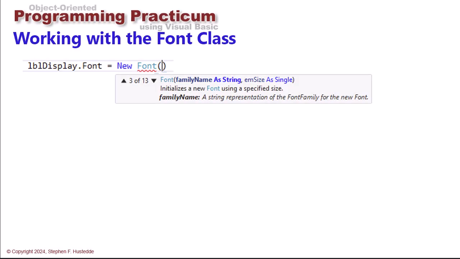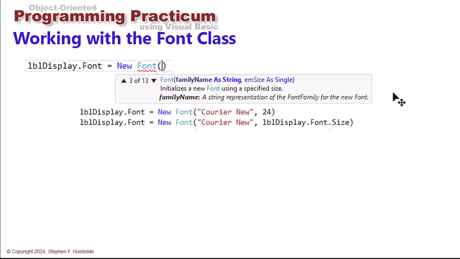So we can say lblDisplay.Font equals New Font, creating a new instance of the Font class. And in the IntelliSense, we have lots of different options. We can use the family name as a string inside the parentheses as our first argument, and then the size as our second one. So we could say lblDisplay.Font equals New Font, "Courier New", and then whatever size we wanted, say 24. We may want to use the current size.